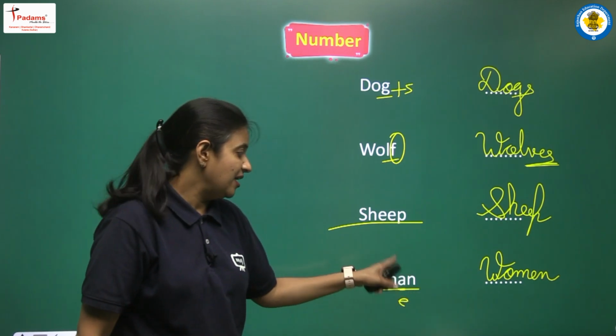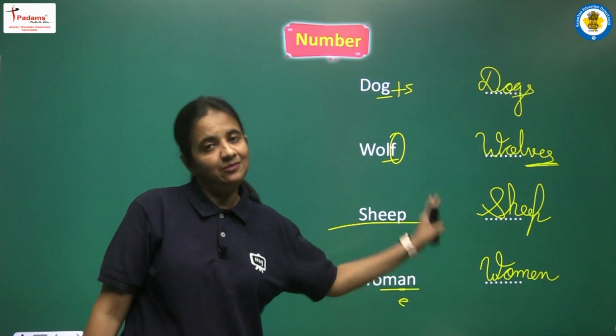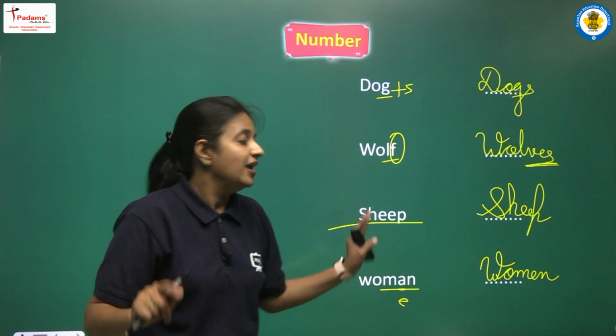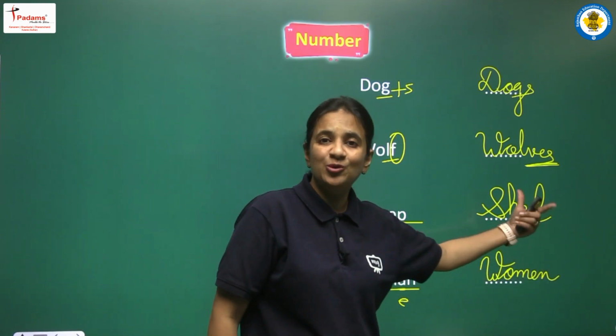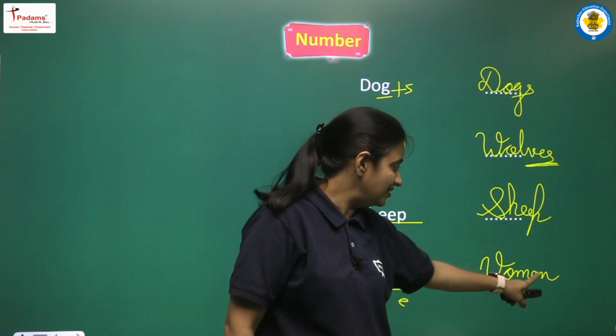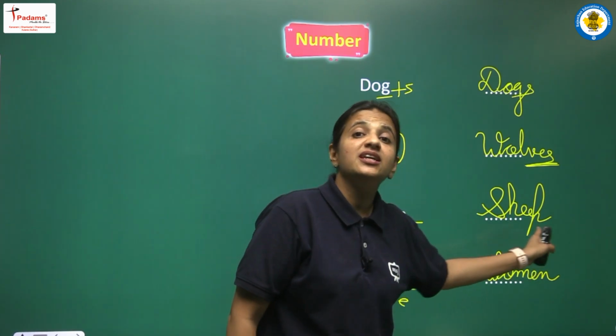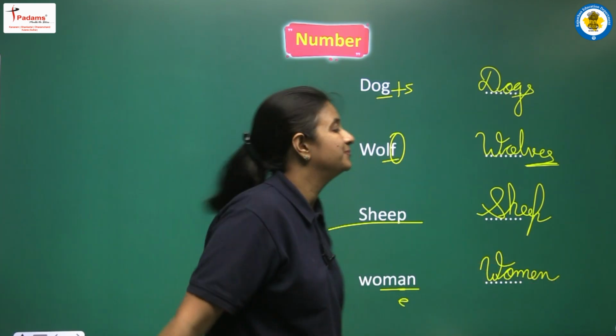Okay, so when we are having A in the spelling of woman, it means we are talking about only one, and now we have converted it into the plural one. So now the spelling that we are having here is WOMEN. All right.